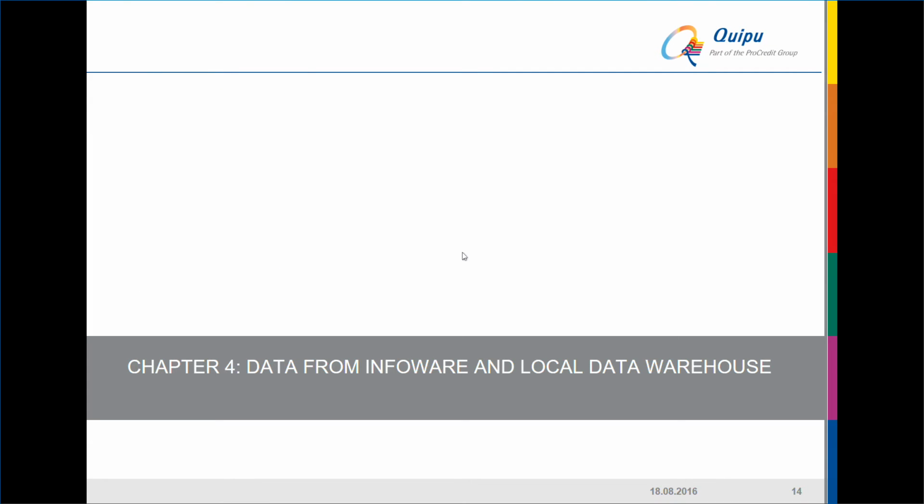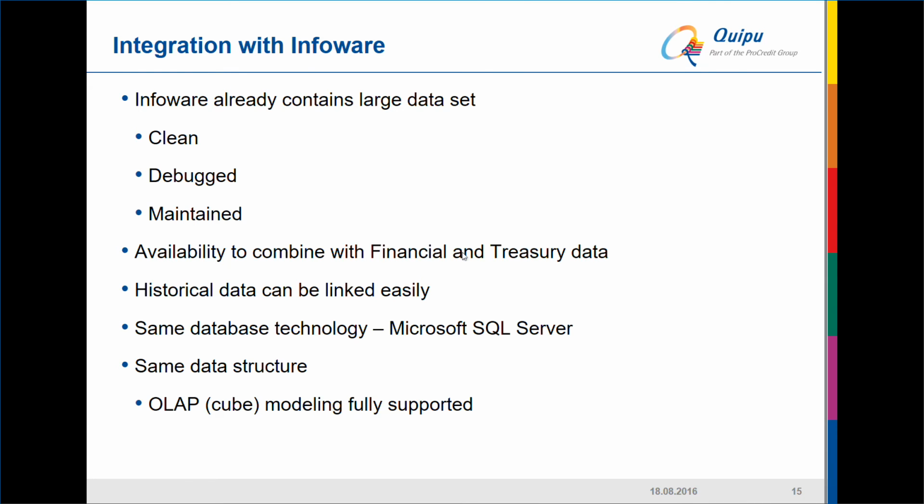Chapter 4, Data from Infoware and Local Data Warehouse. Using the same dimension and fact modeling methodology, and Microsoft SQL technology, the Infoware database can be used via OLAP solution. Infoware already contains a large set of clean, debugged, and historical data, stored in the financial and operational data marts, which includes treasury data as well. Link between the local data warehouse and the Infoware model can be achieved easily using business identifiers, enabling access to the rich set of Infoware Snowflake dimensions and attributes.